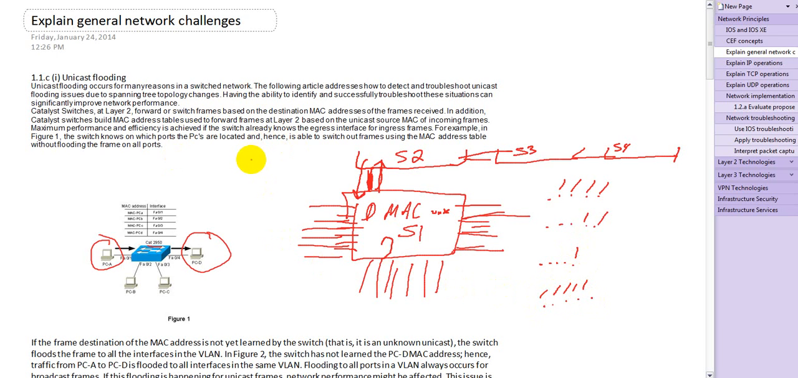So unicast flooding is when the layer 2 address you're trying to send to is not known. If it knows about it, it will go ahead and forward it. Now, here's one of the things that I find people, especially when they're coming into the CCNA, have a hard time grasping.